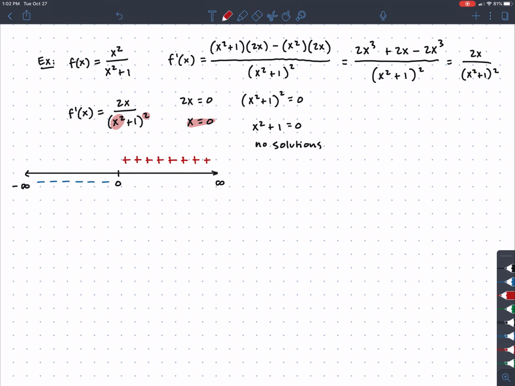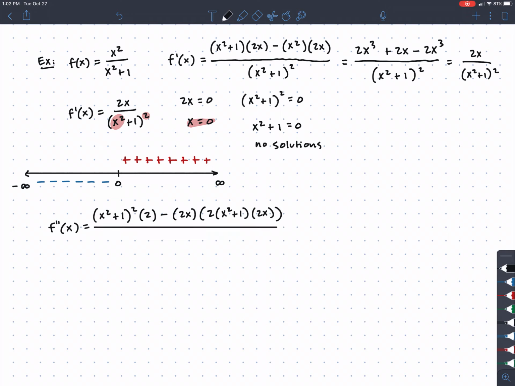Let's do the same thing, and let's find the second derivative. So this one might be a little bit more work, but that's all right. And so my second derivative is equal to low d high minus high d low, all over low squared. So x squared plus 1 to the 4th.